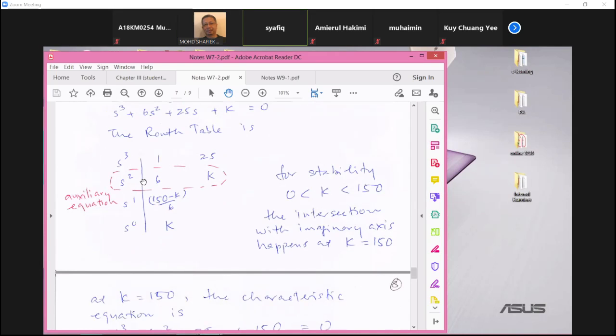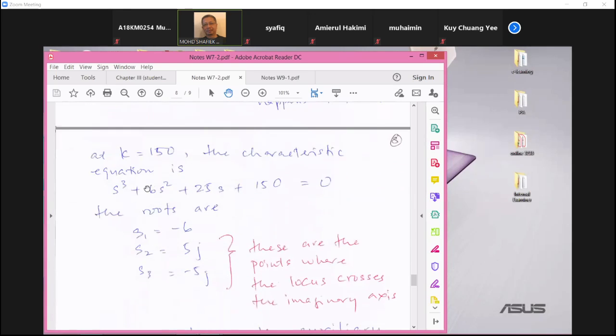So the equation just above, where the value of K will make the system marginally stable, which is the element in the first column equals 0. So we can directly use the equation above, the element in the first column equals 0, to be our auxiliary equation to compute for the intersection of the imaginary axis. So we're going to have 6s squared plus K equal to 0. Then we can solve that for the intersection of the imaginary axis.